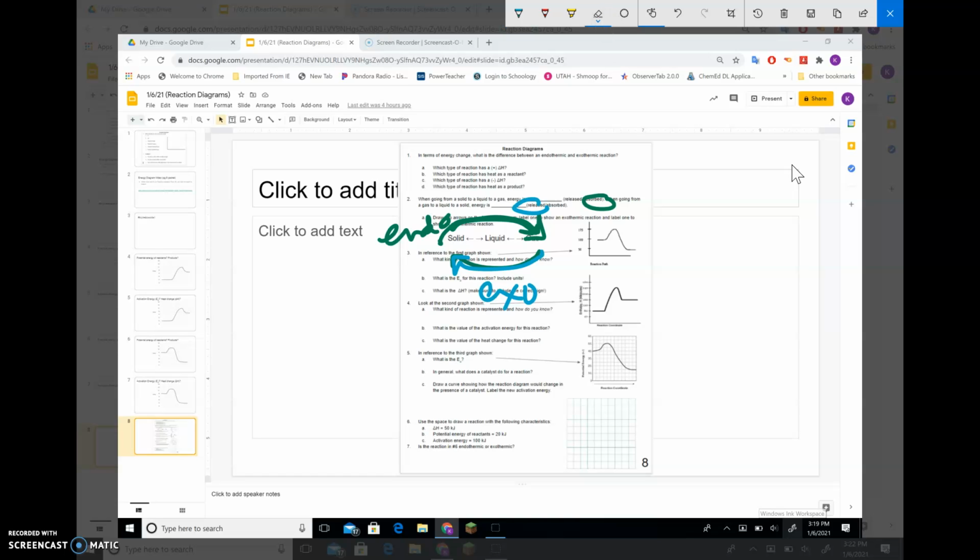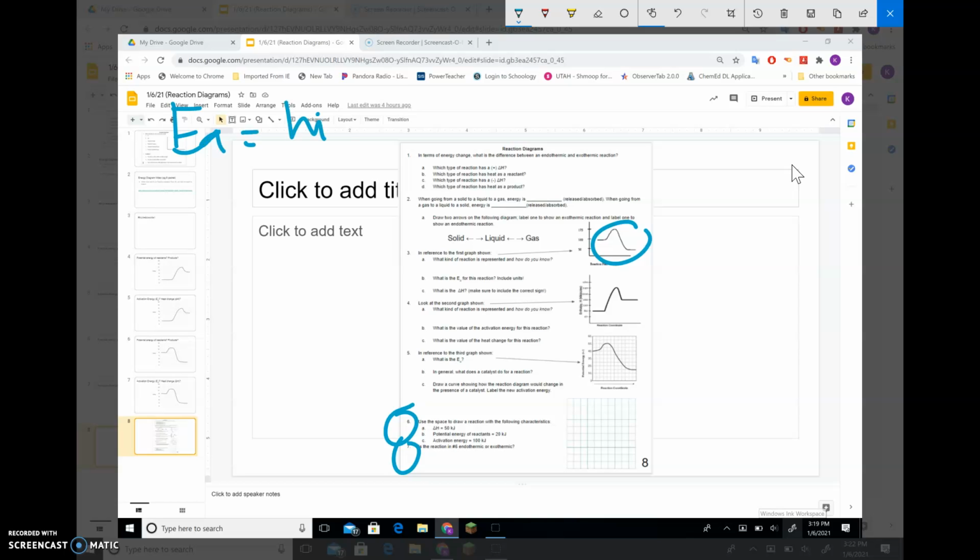Now let's go to the very bottom, number 6 and number 7. On here, we're drawing a graph like this. We want to see the reaction progress. In order to do this, we have to use the equations that we just learned, our activation energy equation and our delta H equation. I'm going to write these up here. E of A equals the highest point subtracted by the starting point. And our delta H is our products minus our reactants.